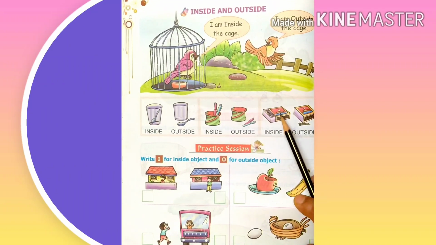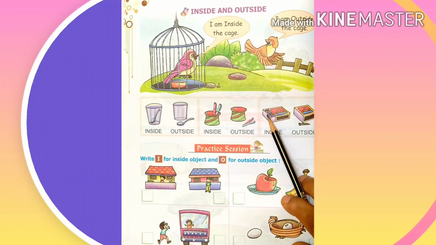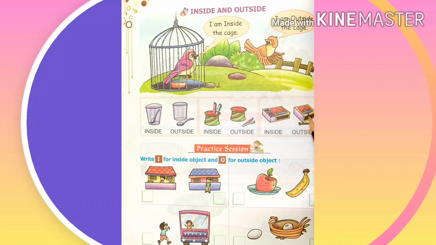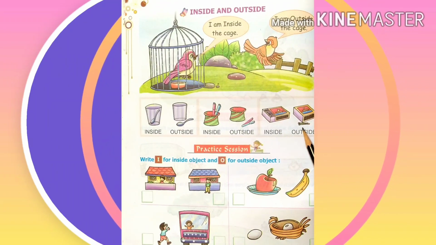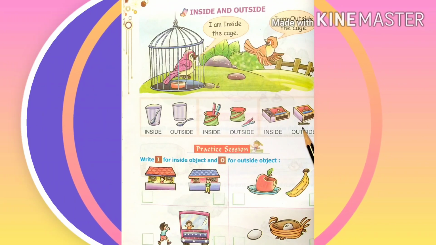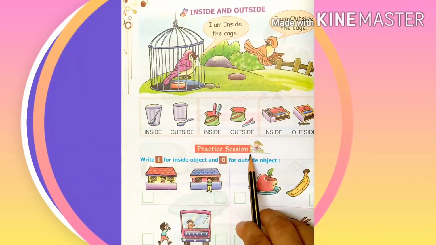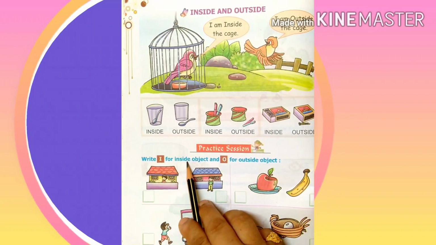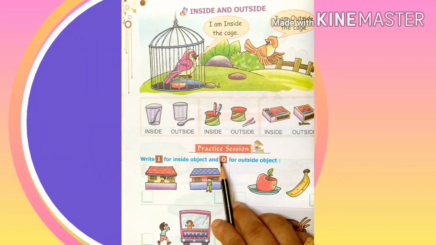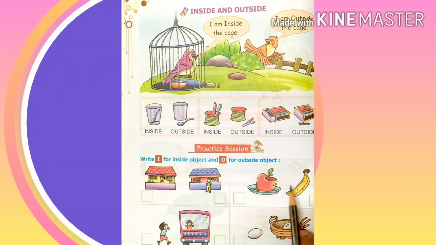In this picture, two matchboxes are here. One matchbox is filled, but in this matchbox, 2 matchsticks are outside. Okay. So now let's do the exercise in practice session. Write I for inside object and O for outside object. Now different 4 pictures are there.